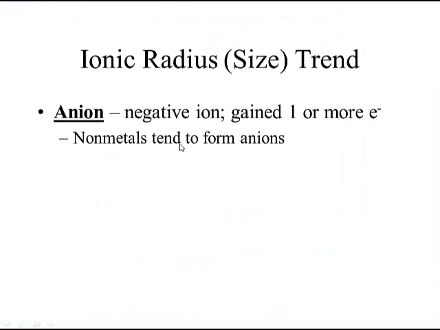So there's more vocab for you that we will use a lot in the future: cations and anions. An anion is a negative ion. A lot of people don't like onions, and it looks a lot like onion. So anion: once a nonmetal gains 1 or more electrons, they form anions.